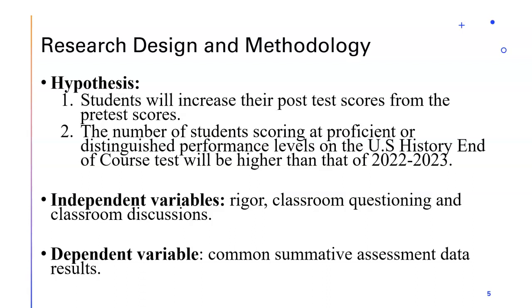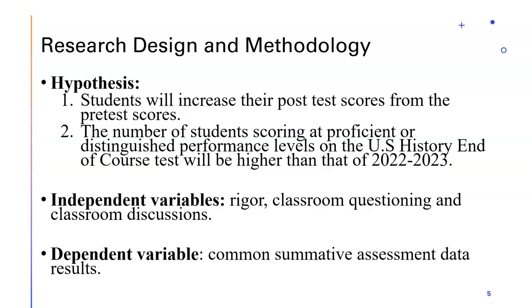The hypothesis for this study states that students will improve their post-test scores compared to their pre-test scores, alongside a higher number of students achieving proficient and distinguished performance levels on their U.S. history end-of-course tests compared to the previous year. The proposal identifies 3 independent variables: rigor, classroom questioning, and classroom discussions that can be manipulated to influence the study's outcome. These independent variables impact the dependent variable, which is the result of the common summative assessment data.